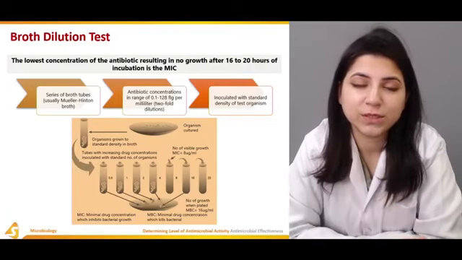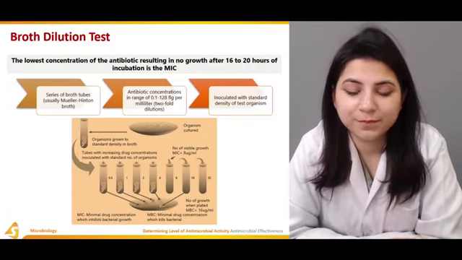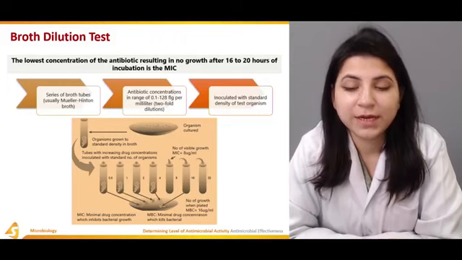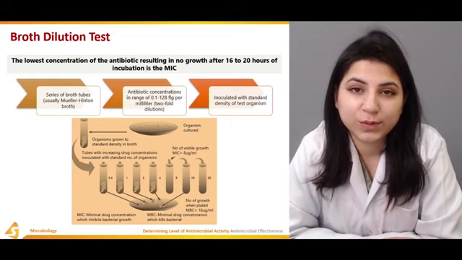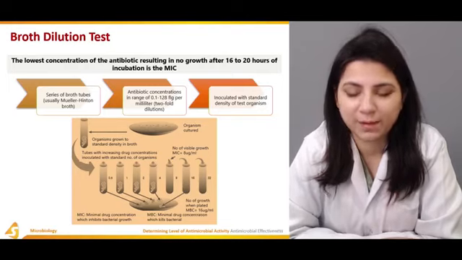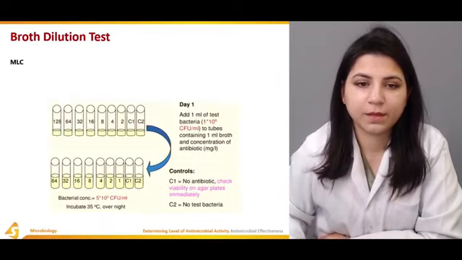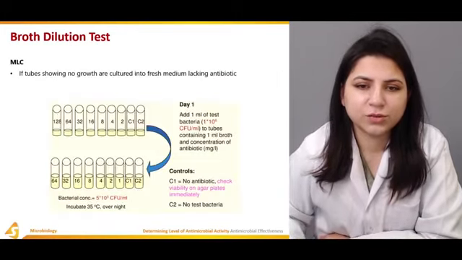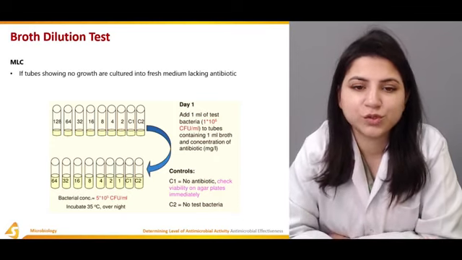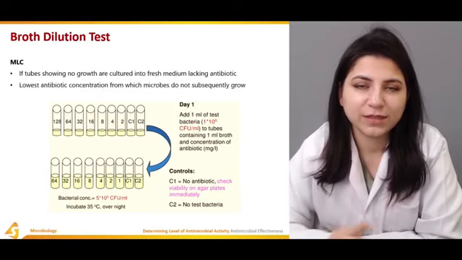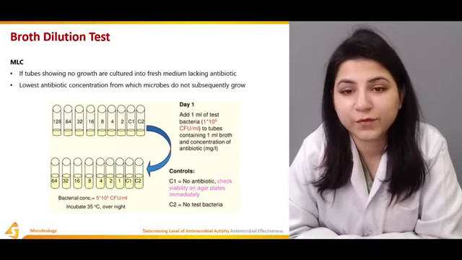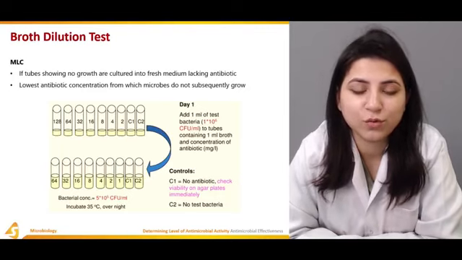So what we are doing is we are taking the colonies from all the tubes, and then we are plating them again. And the sample which shows no growth is the MBC, which in this case is 16 micrograms per ml. This just shows what MLC is. If tubes showing no growth are cultured into fresh medium that lacks antibiotic, then the lowest antibiotic concentration from which microbes do not subsequently grow is the MLC.